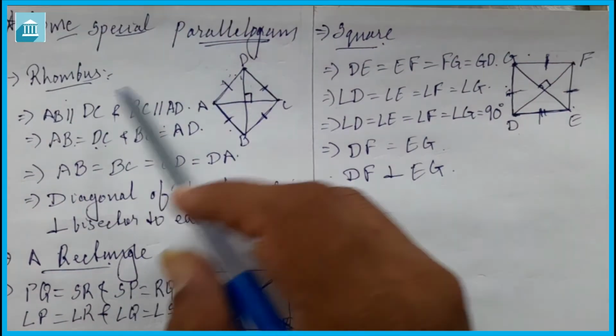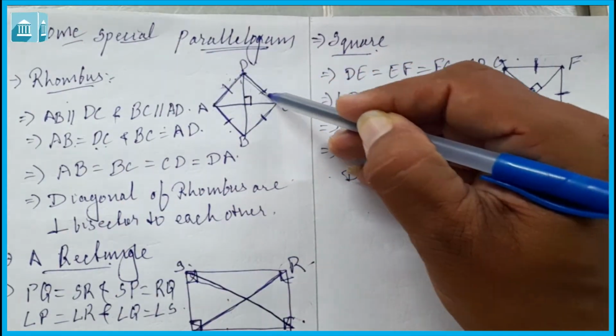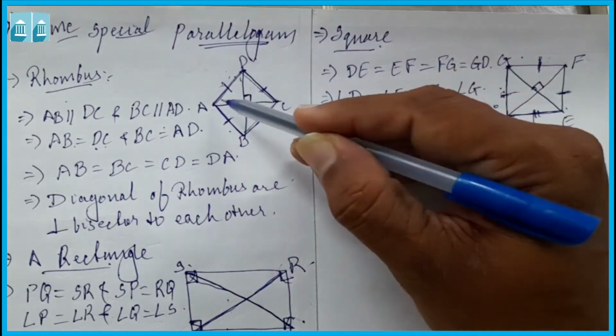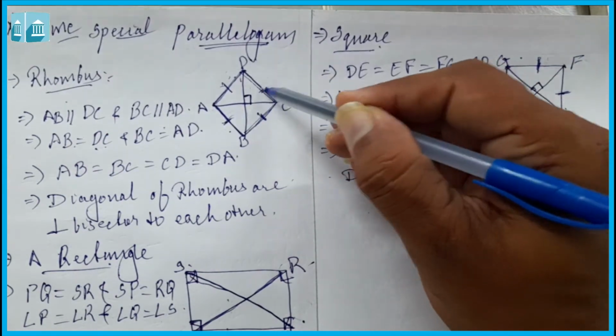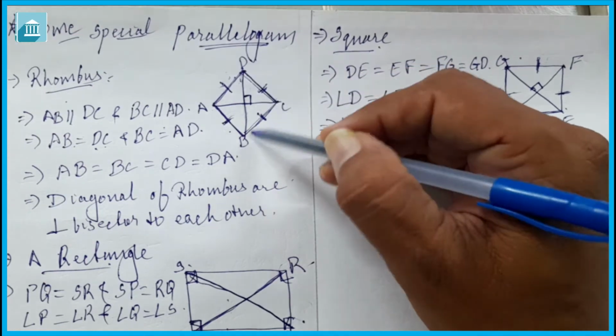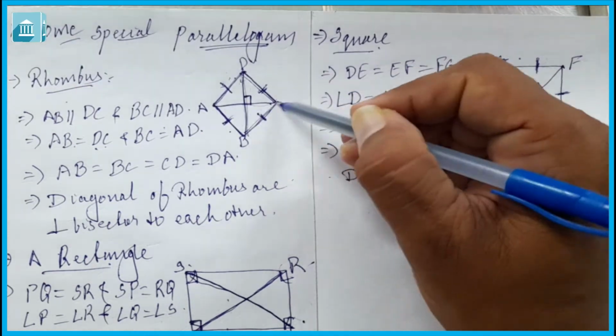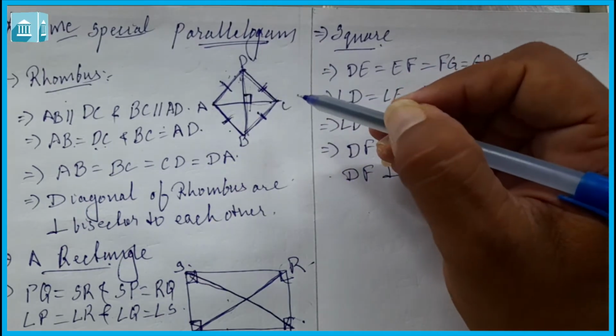So in this session we had learned about rhombus. Rhombus is a parallelogram. It has all the properties of a parallelogram, and besides this it has all the sides equal. Rhombus is a parallelogram whose all the sides are equal and whose diagonals bisect each other, or you can say perpendicularly bisect each other.